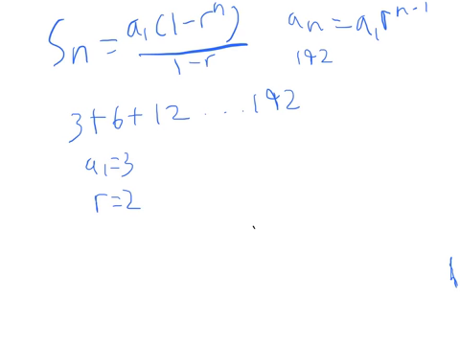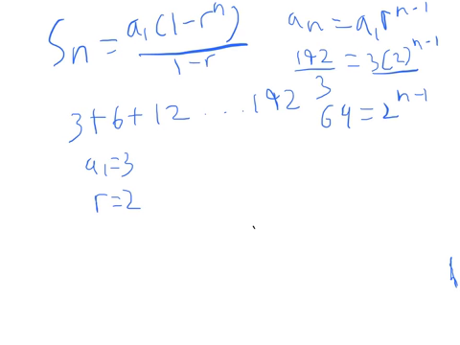So 192 equals 3 times, well, I'm sorry, not r. We know what r is. Parentheses 2, close parentheses, to the n minus 1. So we divide both sides by 3, and that should give us, hold on, let me do this in my head real fast. That should give us 64. So 64 equals 2 to the n minus 1.